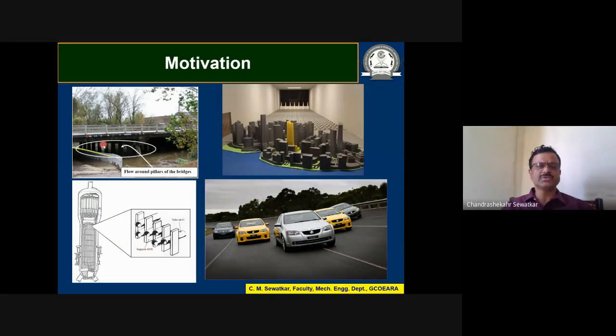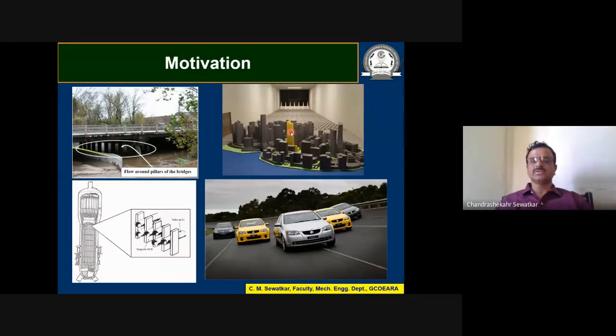There are plenty of situations wherein there are multiple bodies. See, flow around the pillars of the bridges. There are a lot of blunt bodies and all these blunt bodies will experience the forces. This is a nuclear reactor. In a nuclear reactor, there are a lot of horizontal bodies, tubes are there over which the flow occurs. The buildings also experience the wind load. If we have adjoining buildings close to each other, these buildings will experience the wind load.